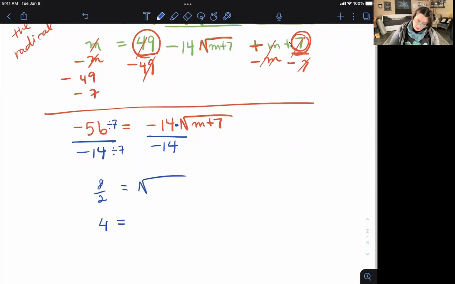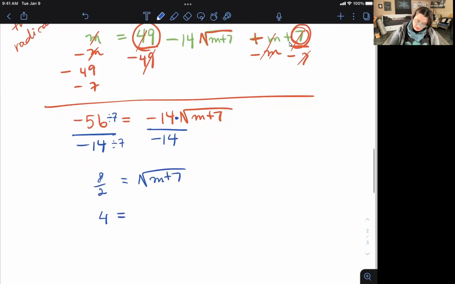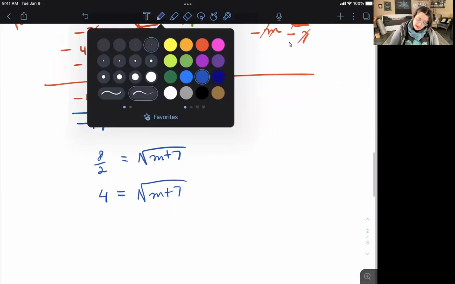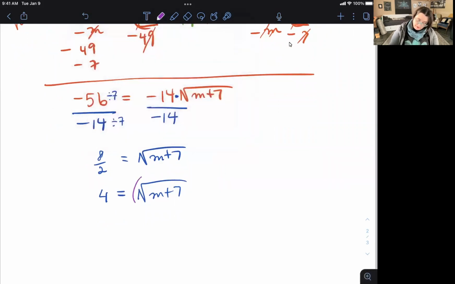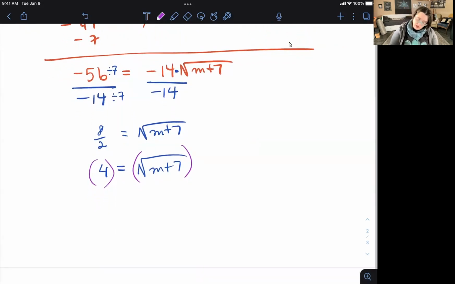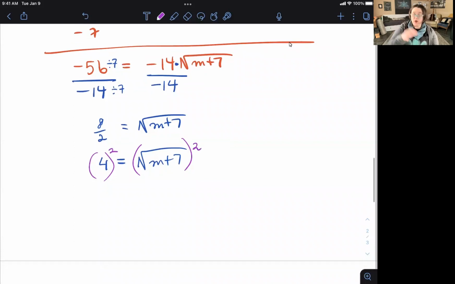That's equal to the square root of m plus 7. Oops. Square root of m plus 7 is equal to 4. Okay, so now how do I get rid of this square root? I'm going to do the opposite. And I have to do the same thing to both sides. So the inverse of the square root is the square. So I'm going to square both sides. Whatever I do to one side, I have to do to the other. So here I get 16 equals m plus 7.